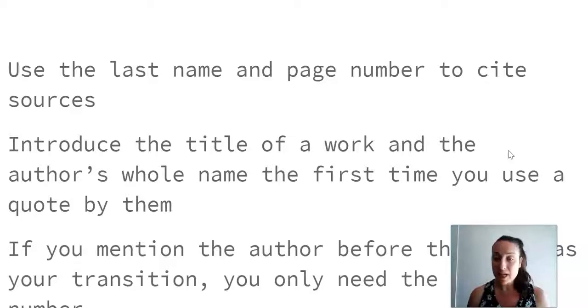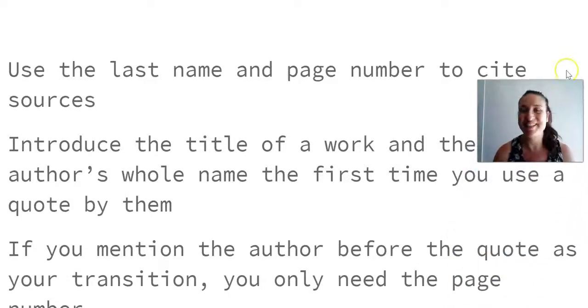So the first time that you use a quote or a paraphrase by an author, you want to introduce the title of the work and the author's whole name, right? So the first time you use a quote by Amy Tan, you need to say in her essay, "Mother Tongue," right? And put "Mother Tongue" in quotes because it's the title of a shorter work. Amy Tan writes, and then use the quote.